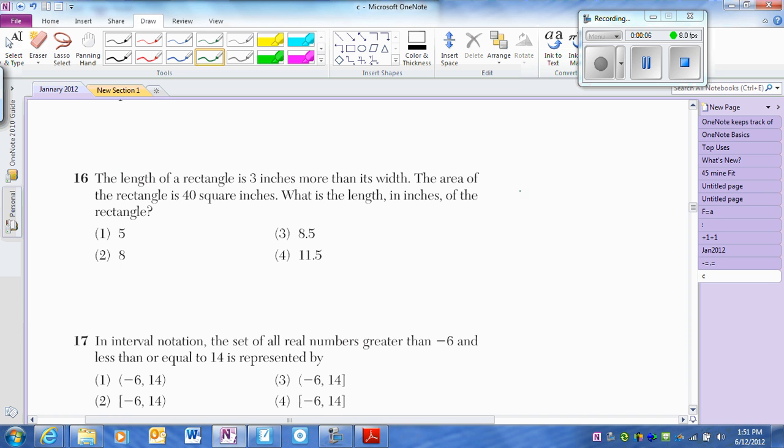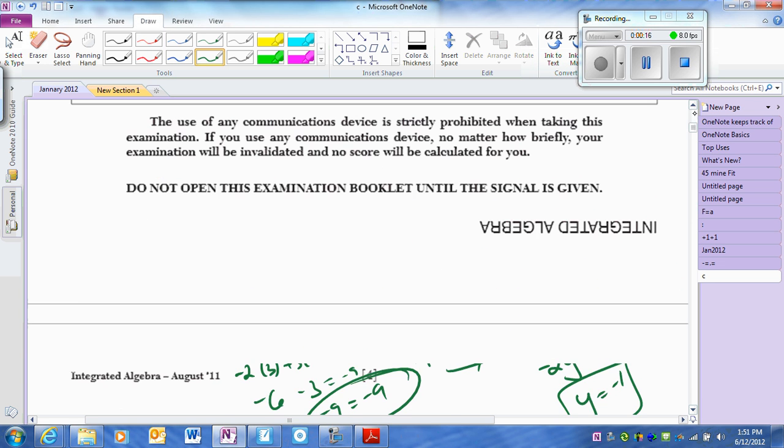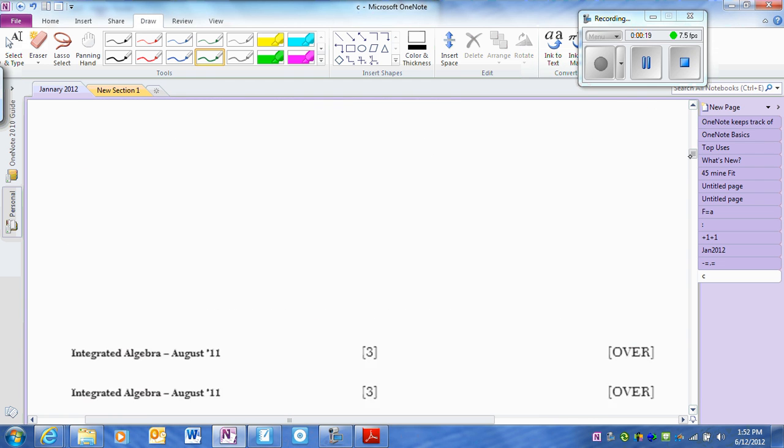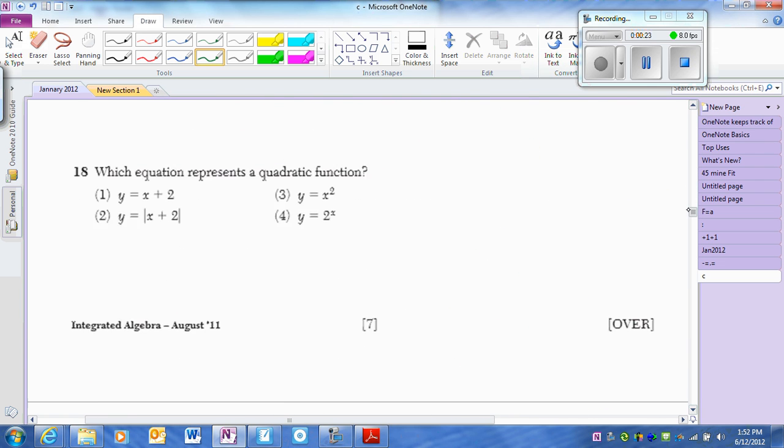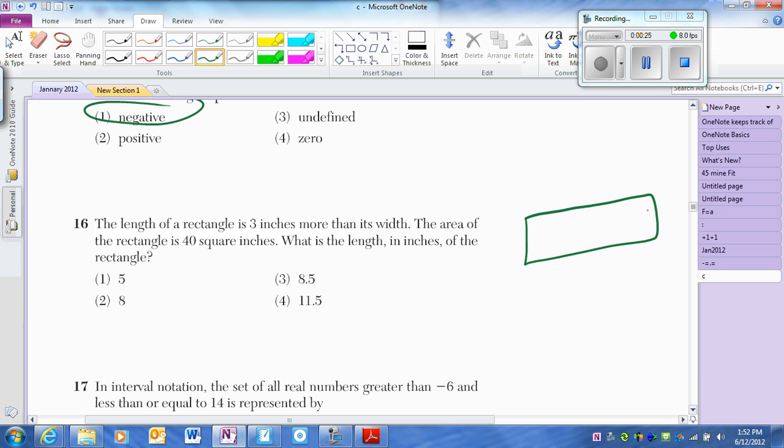The length of a rectangle is 3 inches more than the width. Did I already do this problem? I feel like I've done this problem. Whatever, August 2011, I guess they all start sounding the same. 3 inches more than the width. So let's let the width be W. The length is W plus 3, and the area equals 40.